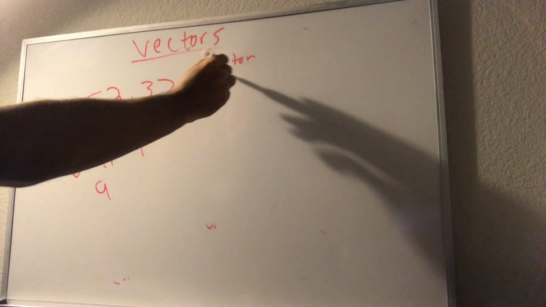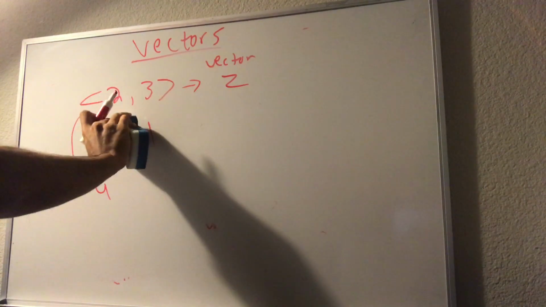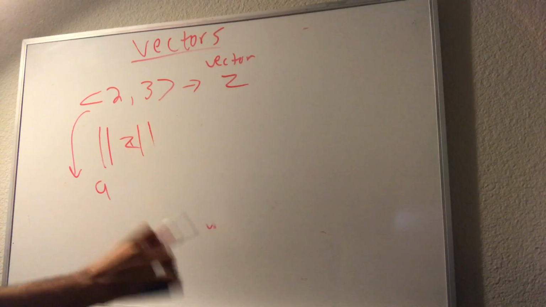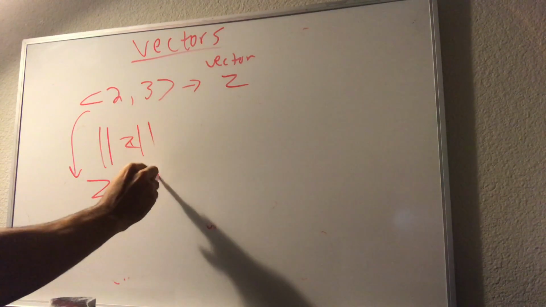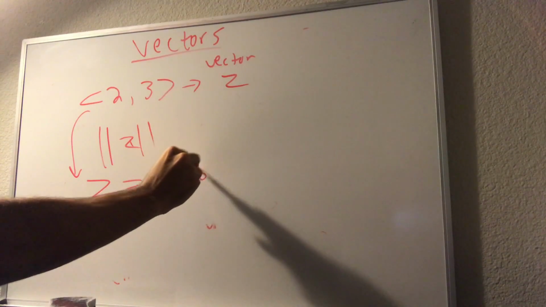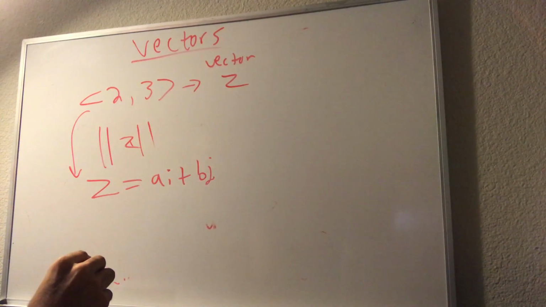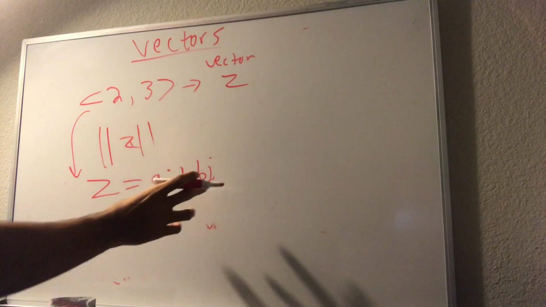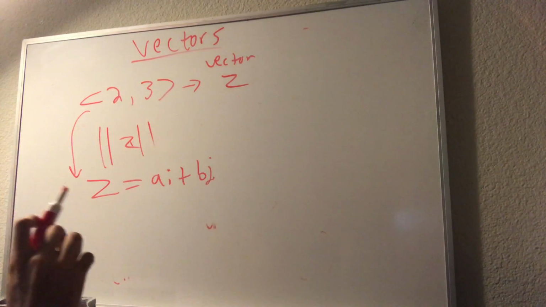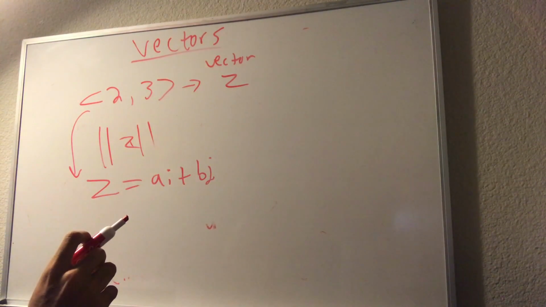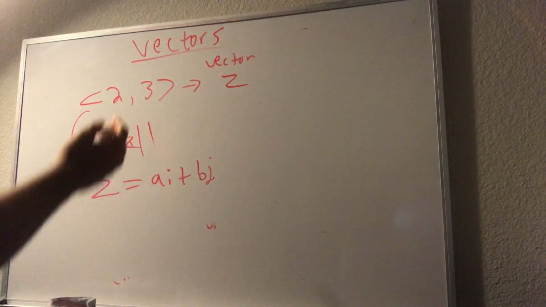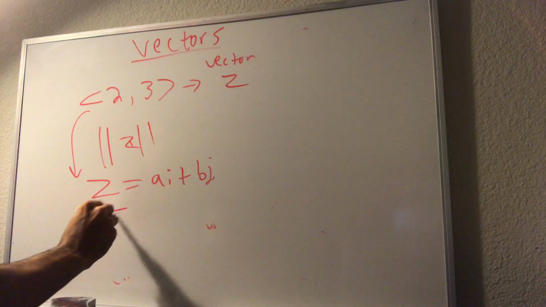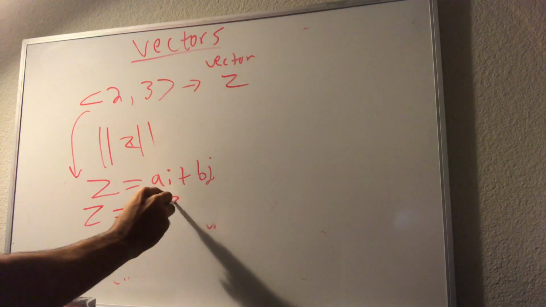Let me just change it and say this is vector Z, for instance. We say that Z is equal to ai plus bj. That's the other way of showing the notation. You may see it as this, or you may see it as that. In this case, this would be Z is equal to 2i plus 3j.